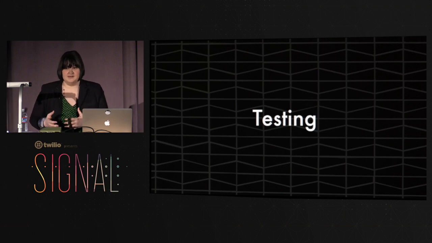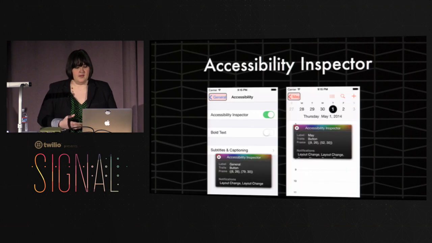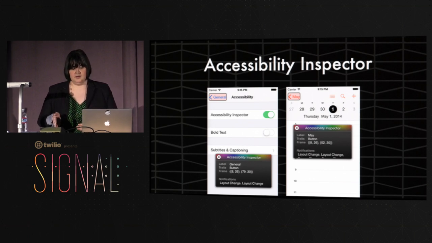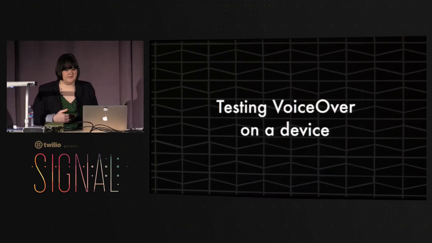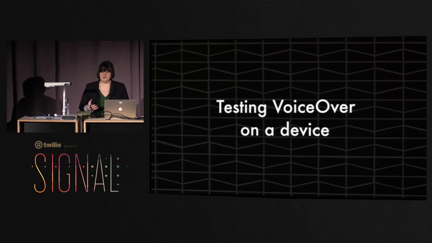So then the next part is actually testing and verifying the accessibility of your app. So in the iOS simulator, you have access to the accessibility inspector. And this shows you what the currently accessed control is and any notifications that might be coming in. You can access this by going into the settings app on the simulator, going into general, accessibility, and accessibility inspector. It's really great for debugging, but really to get the whole experience, you need to use VoiceOver on a device.